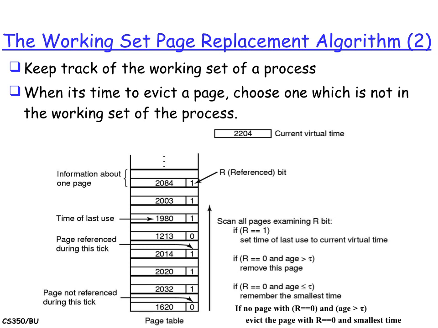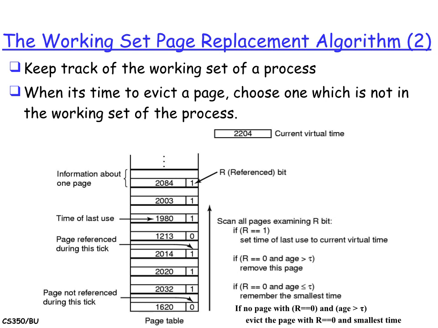If the reference bit is 1, then it would set the time of last use for this page. By time of last use, we refer to a virtual time. The virtual time increments upon every scan. Every scan by the algorithm through all the pages represents one tick in the current virtual time. So if R is 1, then we set the time of last use to the current virtual time.